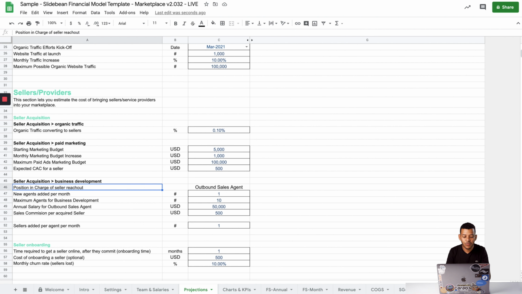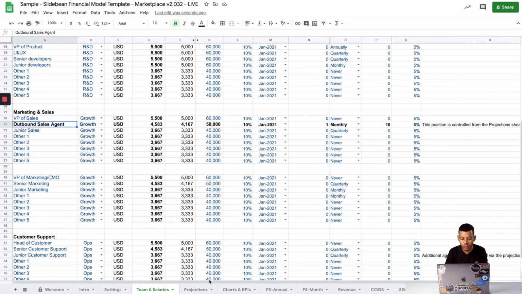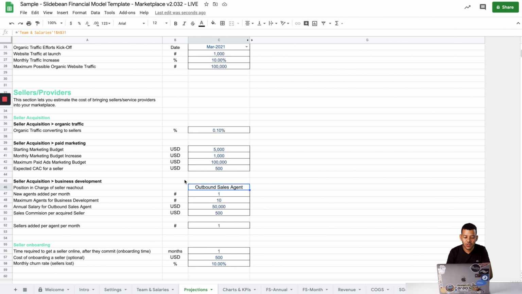Business development lets you assign a position. Right now, it's the outbound sales agent here in the teams and salary sheet. And that one is actually a different color. You can change the name, but you should always use the same position. So the position in charge of that reach out is the outbound sales agent. The new agents added per month is 1. You're increasing that by 1 every month, all the way to a maximum of 10. So what you're basically saying is that you're going to start growing a team from 1 person all the way up to 10.